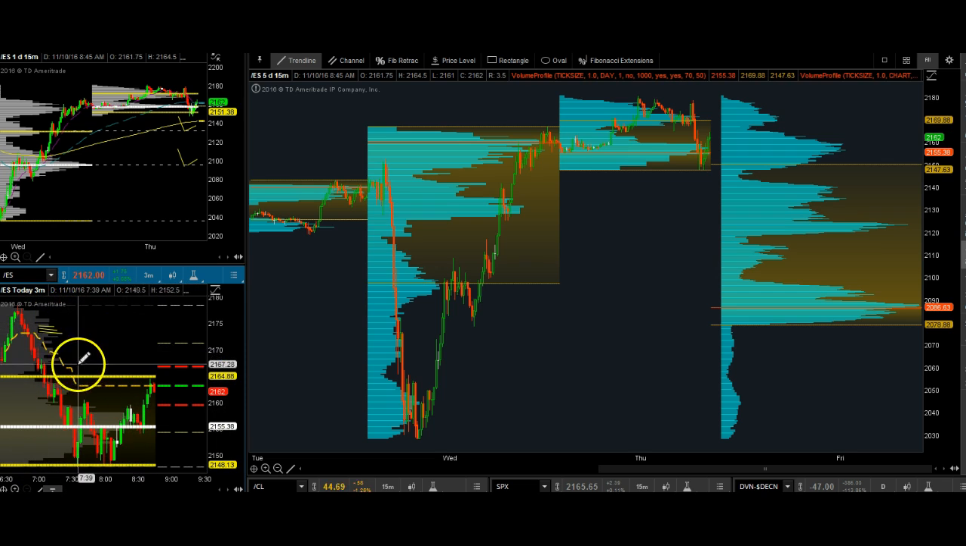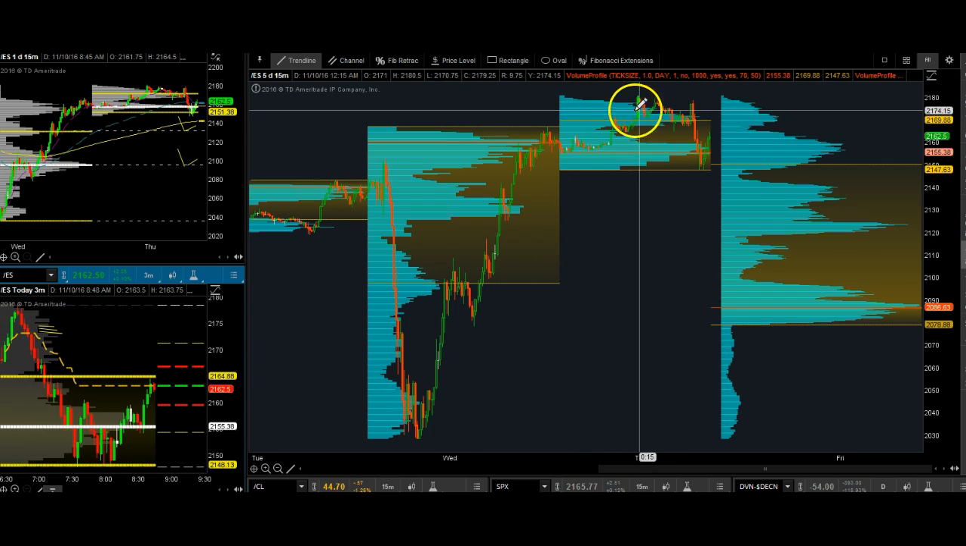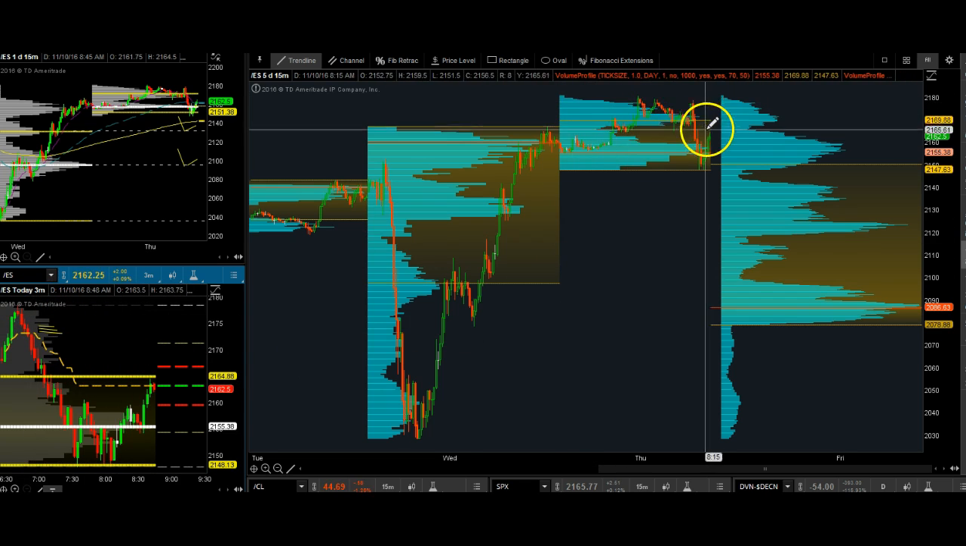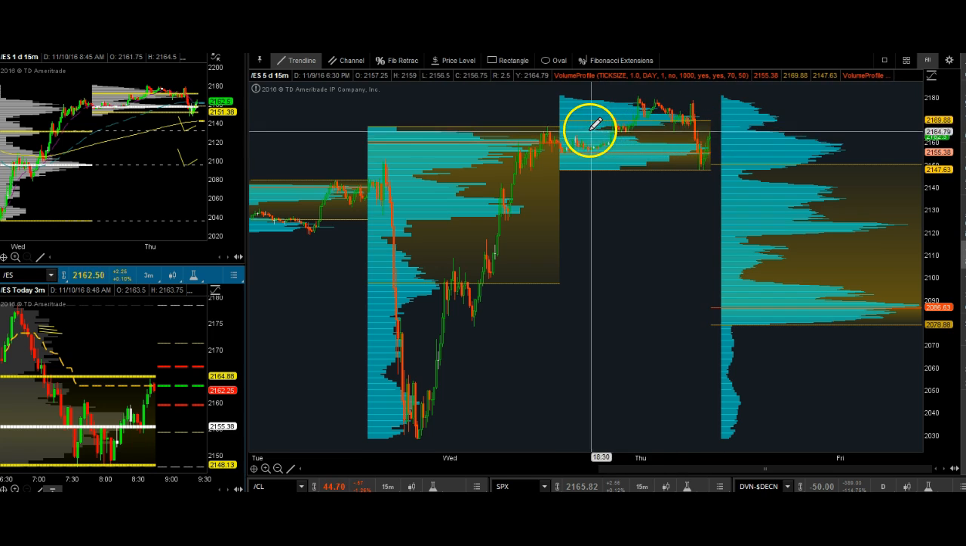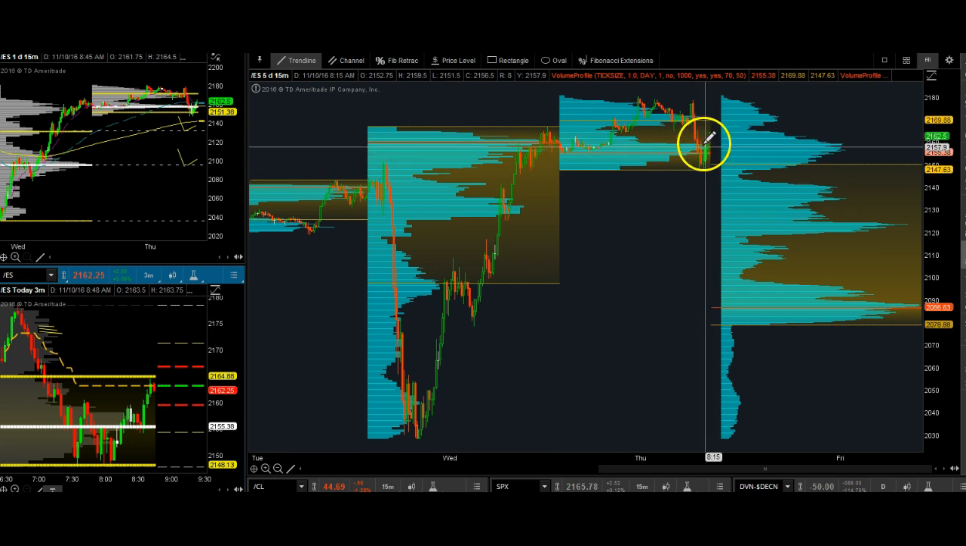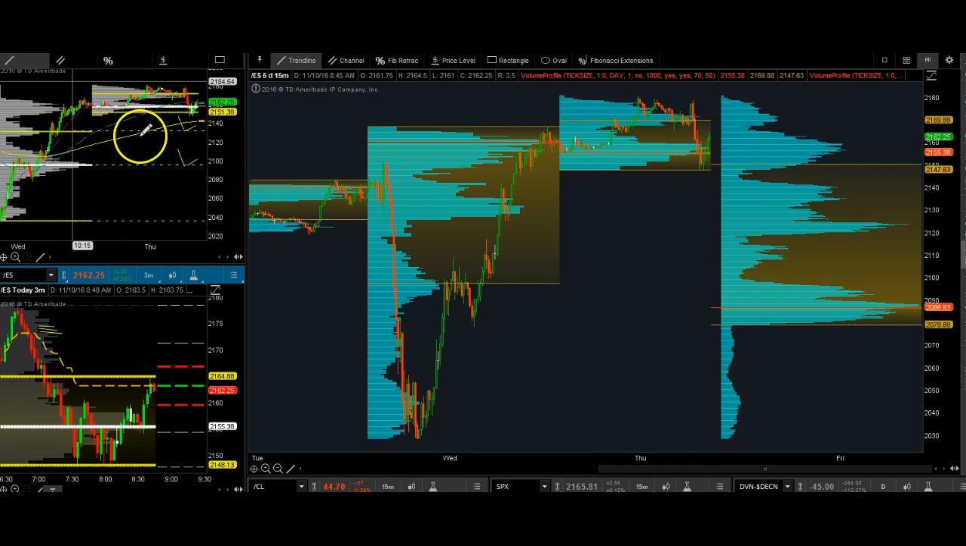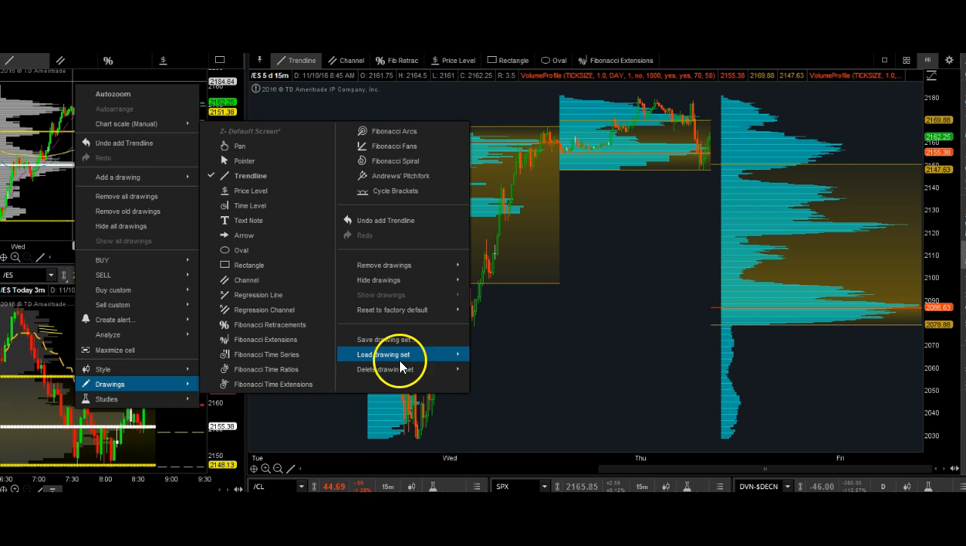A lot of times a bell-shaped curve. So maybe we blow through here, come back up, and then start to pull back and have a double distribution day, kind of like what we did over here, right? See, low volume node, second distribution. Okay. One more thing that I want to show you on this chart that's pretty cool.